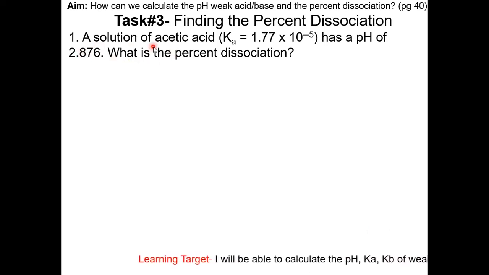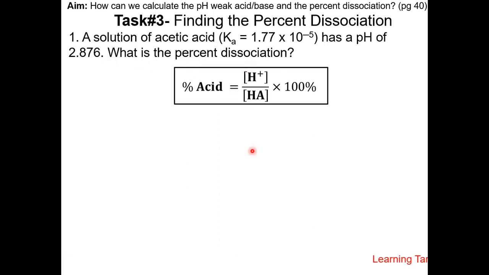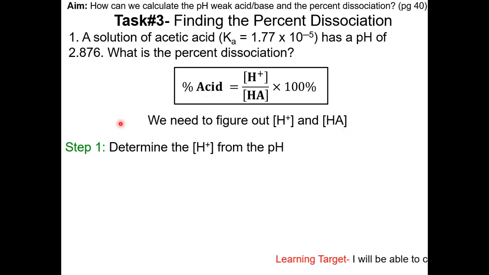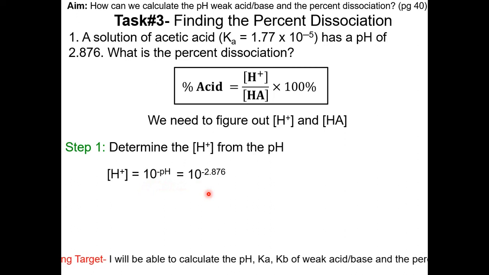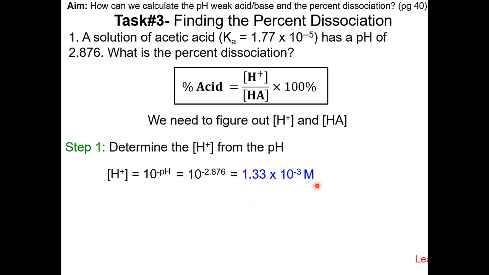Question 1. A solution of acetic acid, where given the Ka, has a pH of 2.876. What is the percent dissociation? In order to solve for the percent dissociation, we need to figure out the hydrogen ion concentration and the concentration of acetic acid. Step 1. Determine the hydrogen ion concentration from the pH. The equation is hydrogen ion concentration is equal to 10 to the minus pH. Since pH is 2.876, the hydrogen ion concentration is 1.33 times 10 to the minus 3 molar.